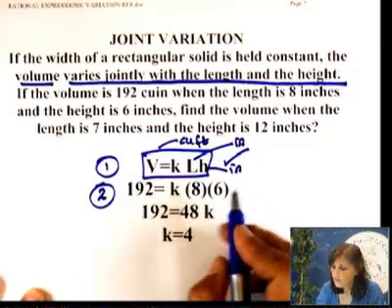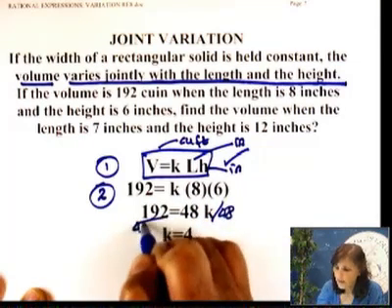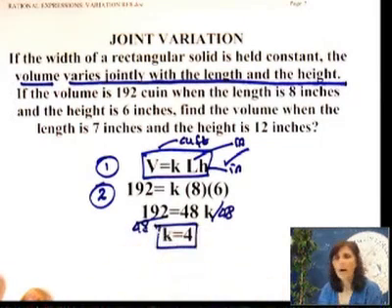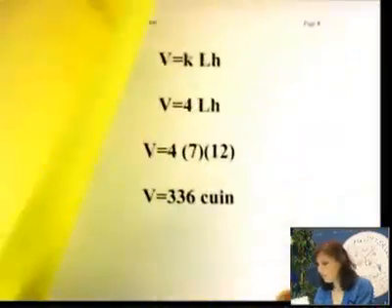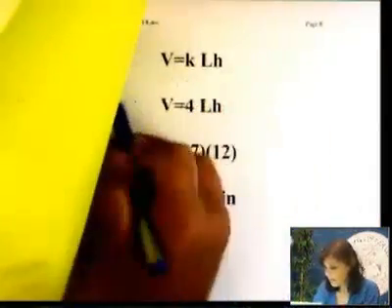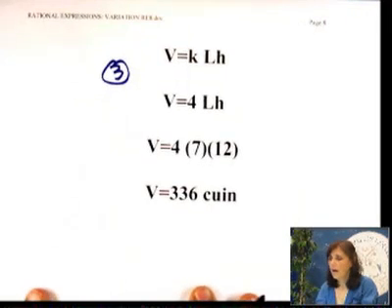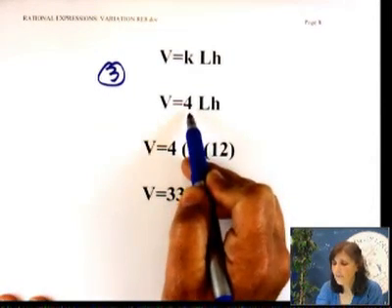So you go and you divide both sides by 48. And I get 4. Okay, so I found the 4. So I'm going to go to the third step. Volume equals KLH. Volume equals 4, the one that I found, times L times H.